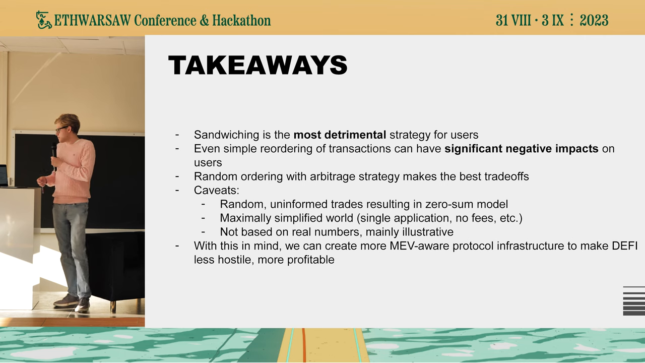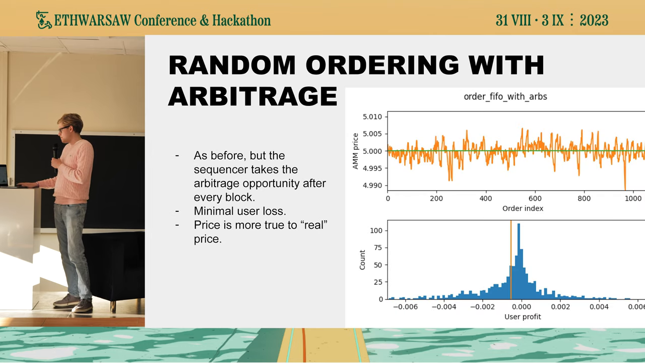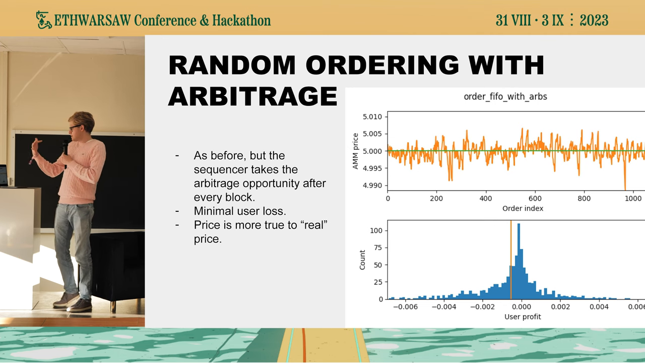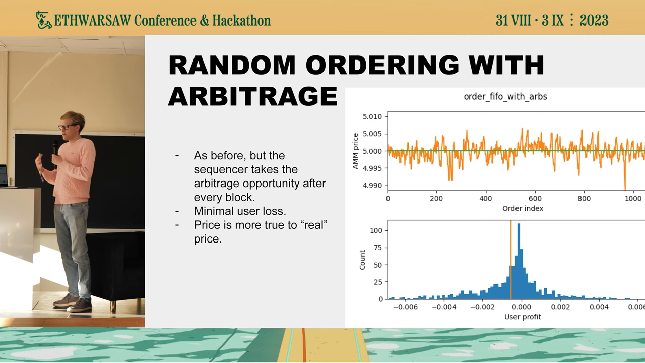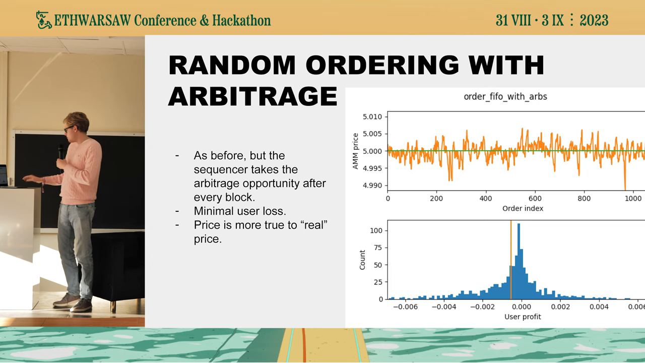And even simple reordering can have negative impacts. So what we're looking at is that we think the random ordering with arbitrage version is the best trade-off. The price is pretty true to the real price, we have minimal user loss, we have arbitrage, and we have no front running. So as we currently look at it, this is probably the best trade-off, right?